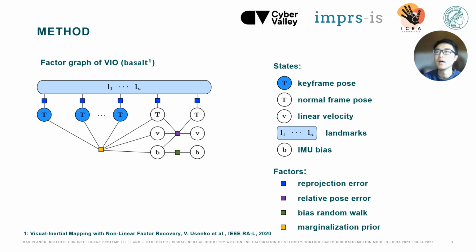And VIO usually minimizes the reprojection error that compares the difference between projected landmarks and 2D observations, and the relative pose error that computes the difference between the relative pose of two consecutive frames and the IMU measurements. And it also estimates IMU bias, including gyro bias and accelerometer bias with a random walk model. And this is usually done with a sliding window technique, which means only a fixed number of frames are optimized, and old frames will be marginalized, and their information is saved in this marginalization prior.